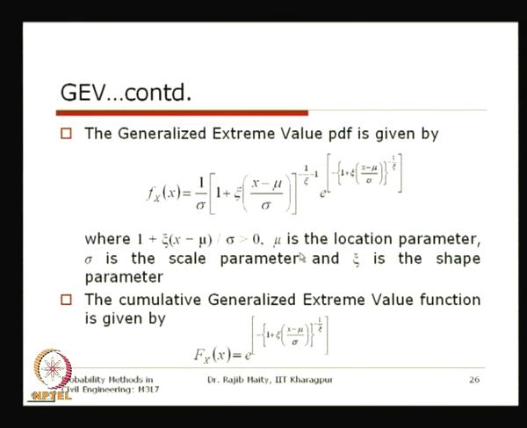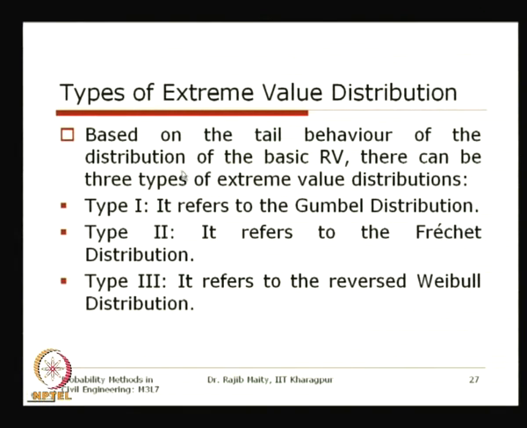As we have these three parameters, just by controlling them, satisfying this condition of course, we can arrive at different distributions. The cumulative distribution of this general form has the exponential of this group raised to the power 1 by xi. Based on the tail behavior of the distribution of the basic random variable, there can be three types of extreme value distribution.